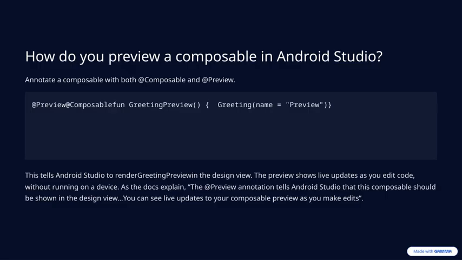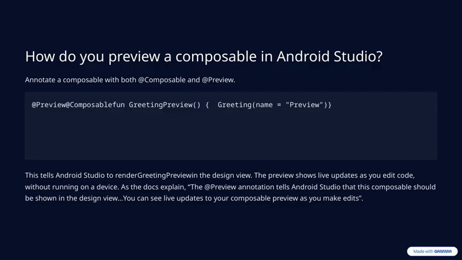So, to preview a composable in Android Studio, you need to annotate it with both @Composable and @Preview. This combination is key because @Composable indicates that the function defines a UI component, while @Preview tells Android Studio to generate a visual preview of that component. For example, you might have a function like GreetingPreview that calls your Greeting composable with a sample name, annotated with @Preview. When you do this, Android Studio will automatically render GreetingPreview in the design view.